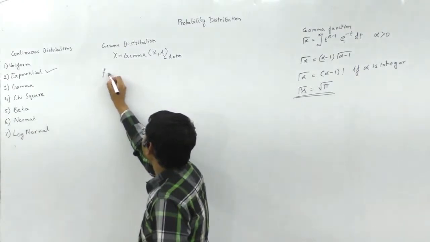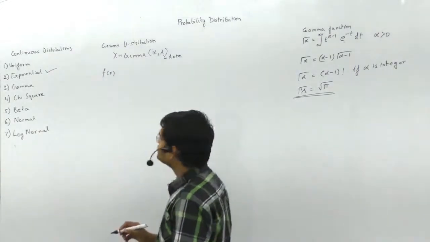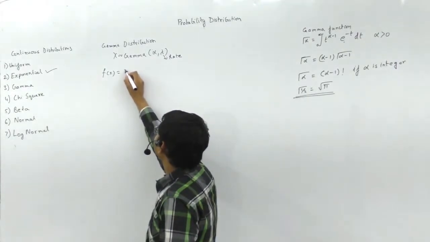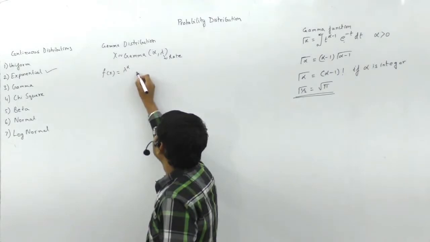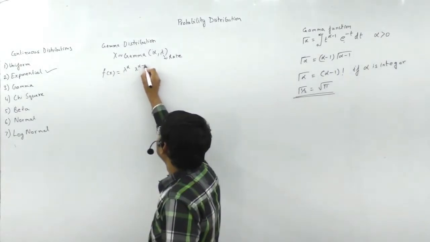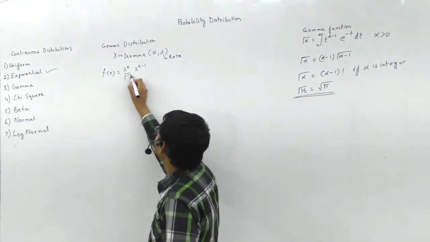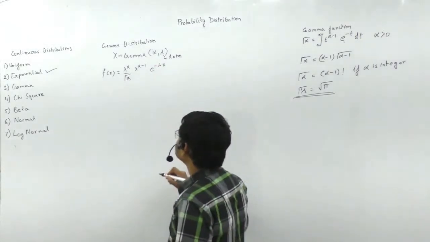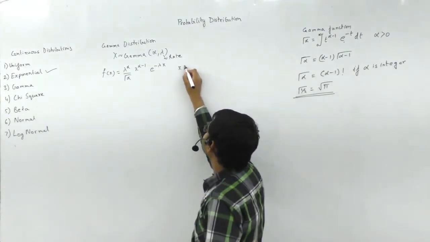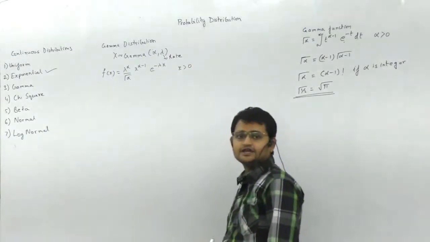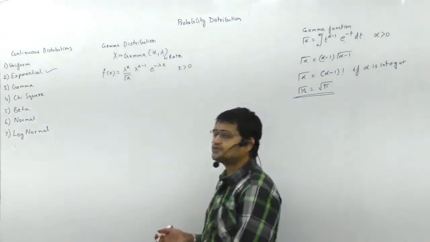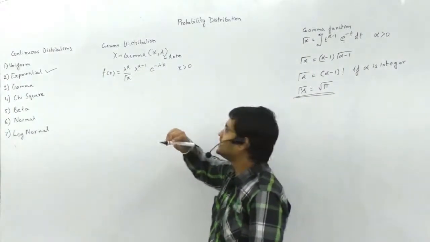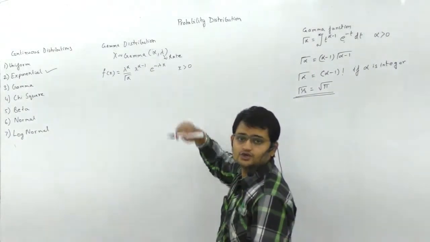Now here our f of x, the probability density function of the gamma distribution, is nothing but lambda raised to alpha, x raised to alpha minus 1, upon gamma of alpha, e raised to minus lambda x. The limits are 0 to infinity, so we can write x is greater than 0. So the possible values that our gamma distribution variable can take are 0 to infinity.